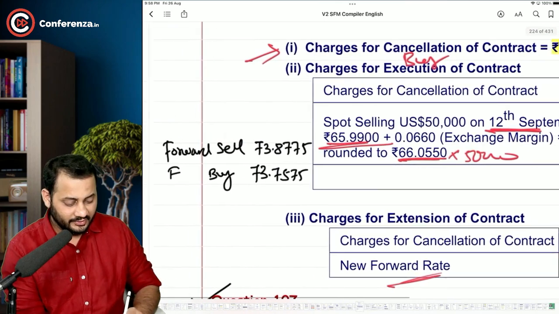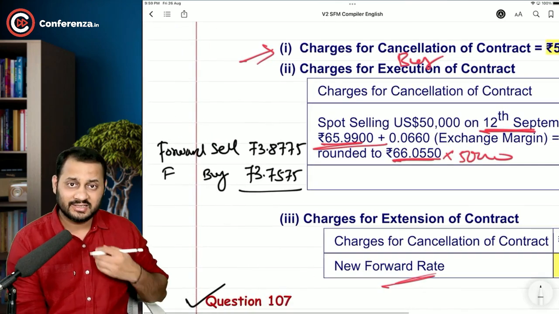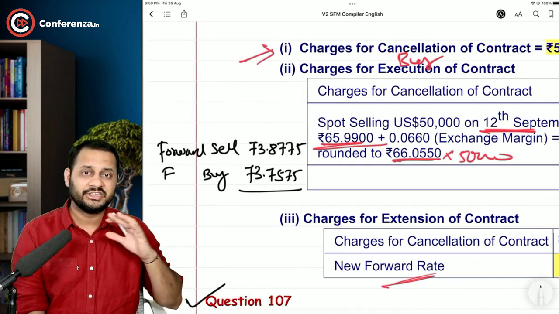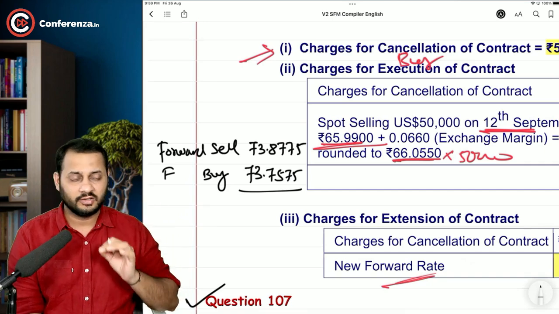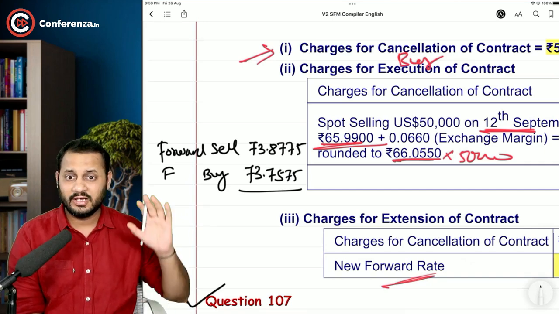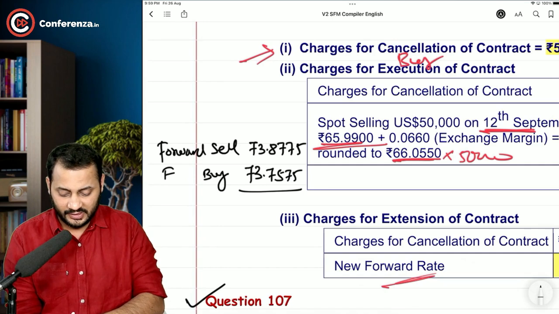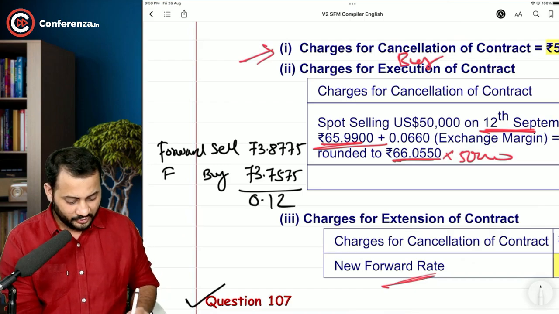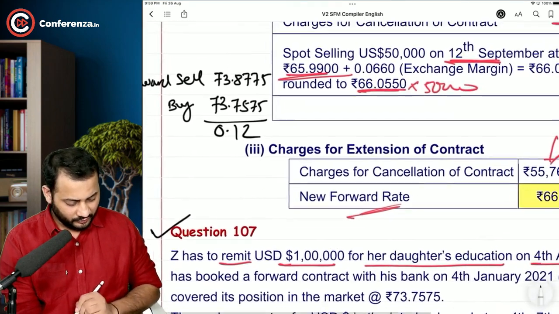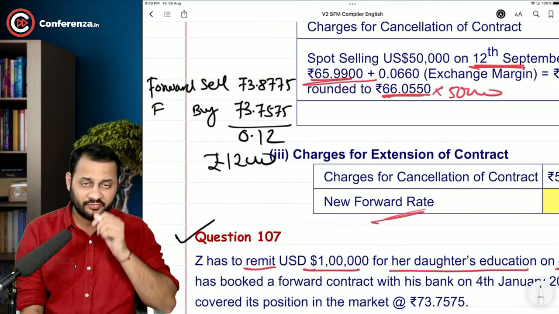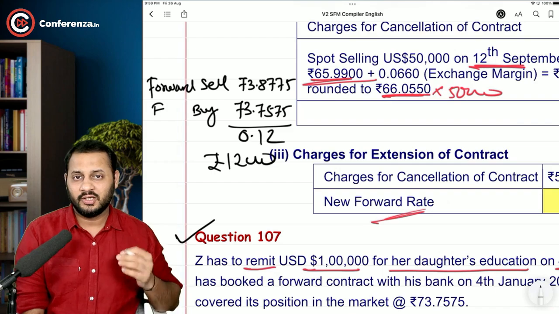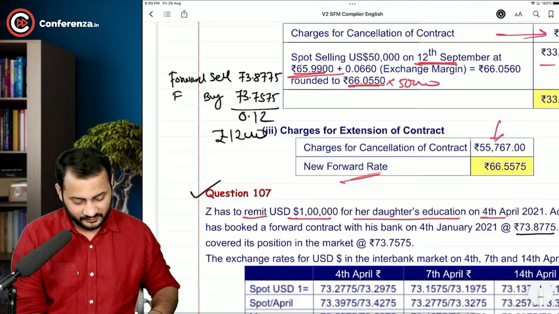So we made this contract, securing ourselves also from any change in exchange rate. And if the contract gets honored as agreed, then we will end up making a profit of 12 paisa on every dollar. That means on 1 lakh dollars, it will be 12,000 rupees. So this is the original profit that we are supposed to make if the party does not default.